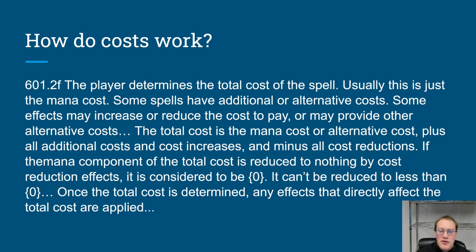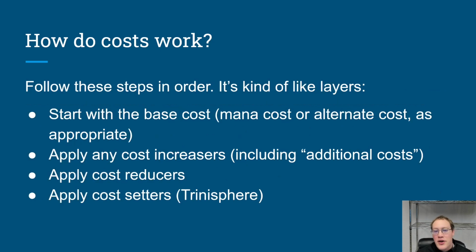And so this is the relevant part of the comprehensive rules. I pulled it out for anyone who's interested in reading it. But I think the bullet points bring the point out a little bit more accessibly. So in order to decide how much a spell costs, you're going to follow these steps in order. And it's kind of like layers. It's not exactly like the layers that you would see in continuous effects, and that's not a technical rules term. That's more of an analogy.